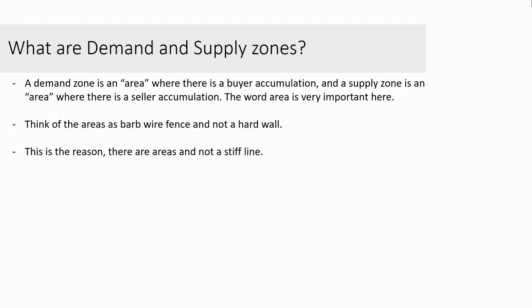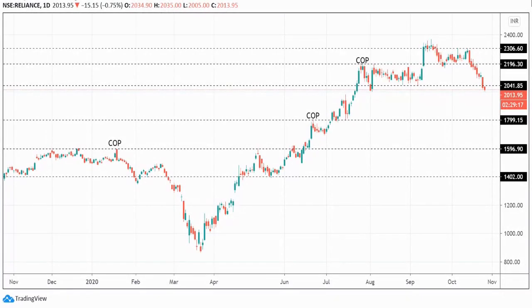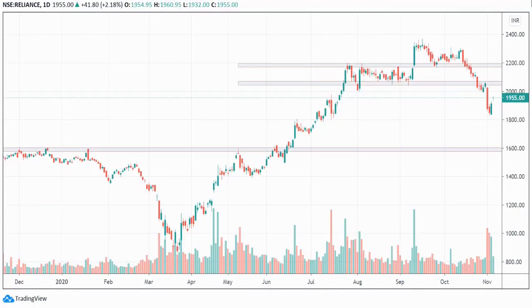Let's see a few examples. So this is a chart of Reliance. We discussed these levels if you remember. If you don't remember, please go back to the last video and refresh your memories. Now let's see with respect to demand and supply zones how we can see this. So here there are three prominent zones which can be marked.